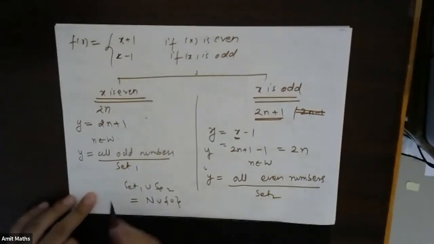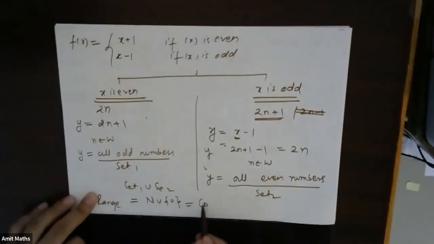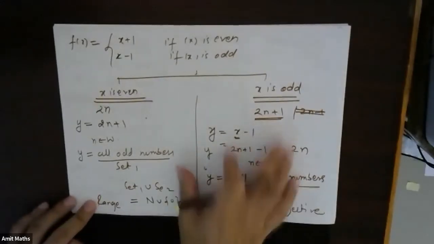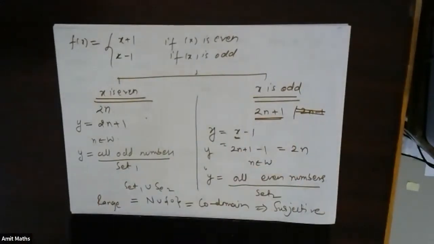Okay, I'm getting the range, so this becomes the range. If this range is also equal to the codomain, that means the function is surjective in nature. This was the mathematical explanation of why it is surjective. Okay, fine.